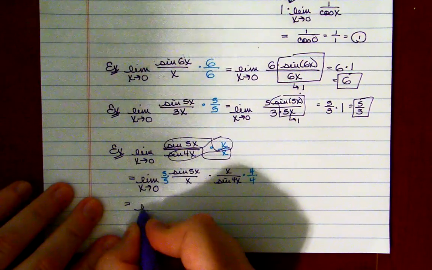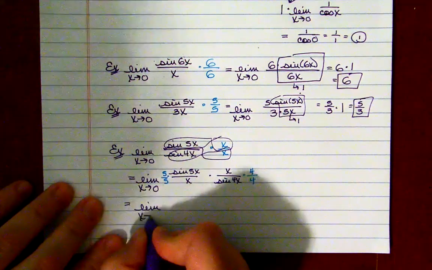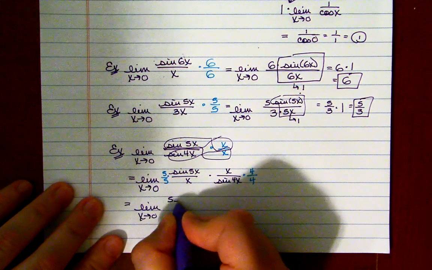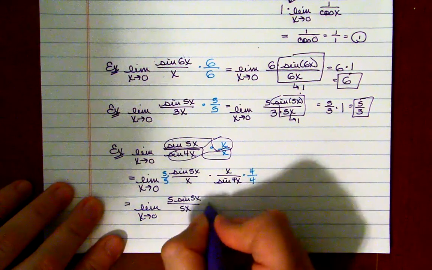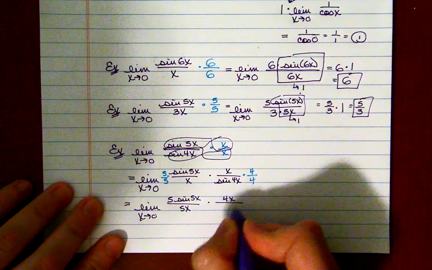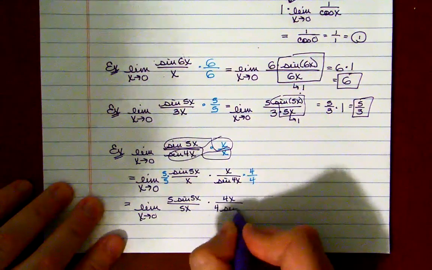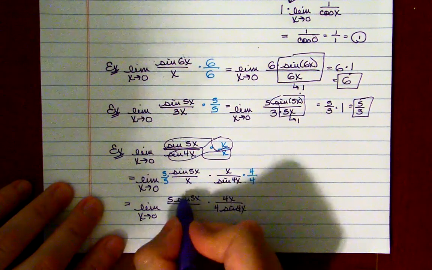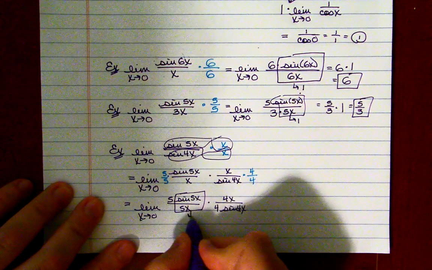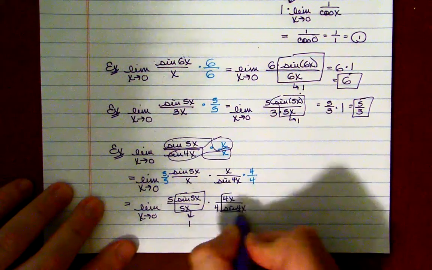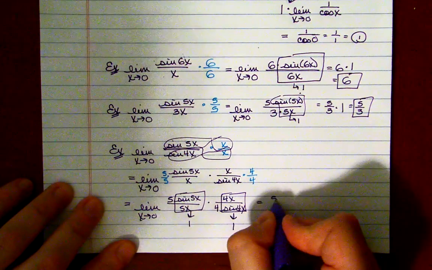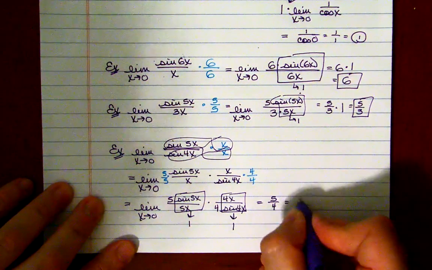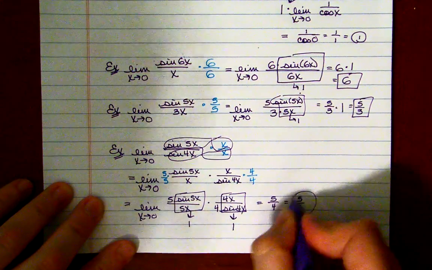So I'm going to get the limit as x approaches 0 of 5 sine 5x over 5x times 4x over 4 sine 4x. That piece is 1. This piece is 1. You're going to get 5 over 4, and that limit is going to equal 5/4.